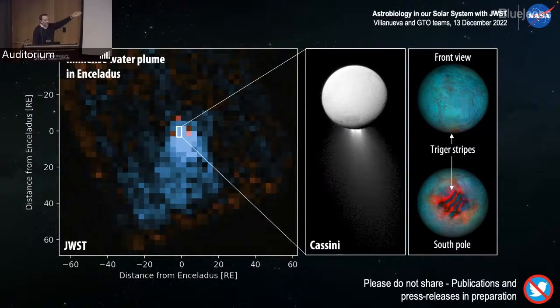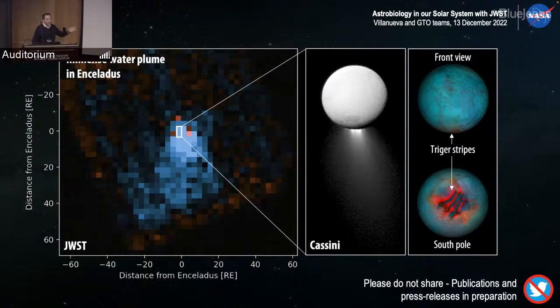We can actually develop a little model of where the plume is, and you can actually map it to the tiger stripes. The tiger stripes are the warmer thermal part of the South Pole. So we know they come from the south. This is a Cassini image. You can see this is an image of the continuum, and you can then see if you extend it to 40 times the radius of Enceladus, you can see this huge plume.